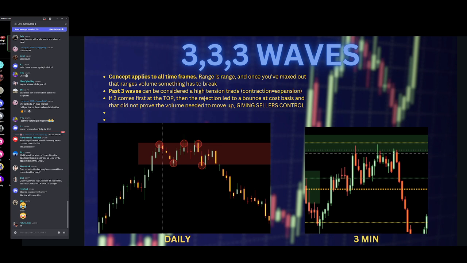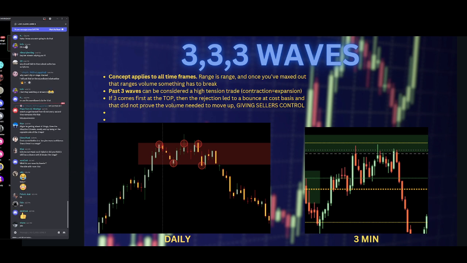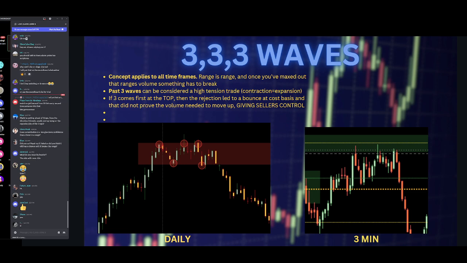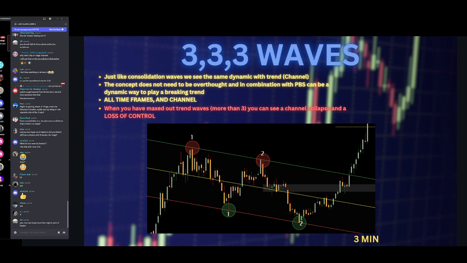So if you don't go and touch a floor, what are you bouncing? What are you using? You're using the same volume that you were using when you originally bounced. So there's weakness there. Just like consolidation waves, we see the same dynamics with trend.